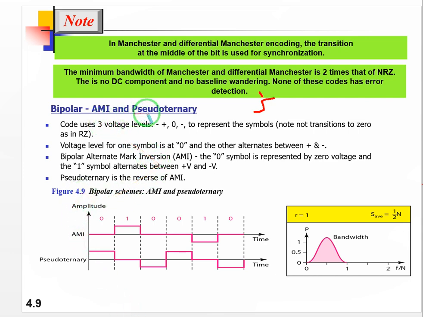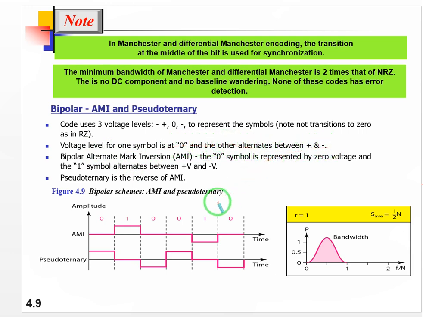We can also call it AMI and pseudoternary code. AMI, alternate mark inversion, is more important, and mostly we use AMI. So coming to bipolar, AMI or pseudoternary, it uses three voltage levels: plus, zero and minus. The voltage level for one symbol is at zero and the other alternates between plus and minus. What does it mean?